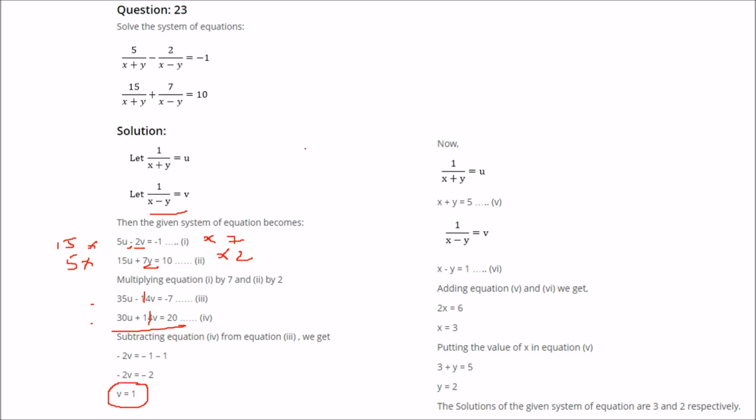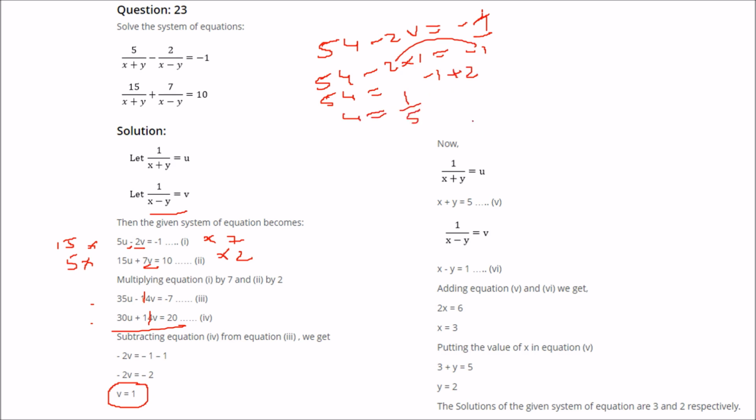And when we have v equal to 1, u also you can find out, you can put it in any of the equations. Say I am putting v equal to 1. So 5u minus 2v equal to minus 1. So 5u minus 2 into 1 equal to minus 1. So 5u is equal to minus 1, and this goes there, so this is minus 1 plus 2. So u will be equal to 1 by 5. Okay.